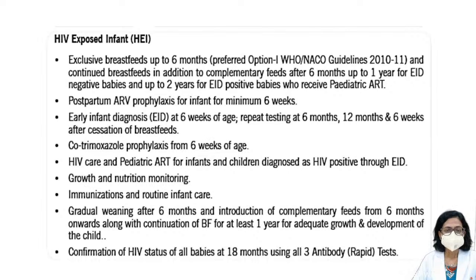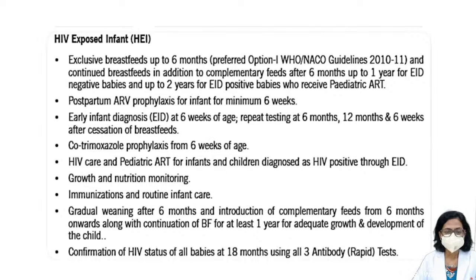Early infant diagnosis is offered at 6 weeks. Repeat testing is done at 6 months, 12 months and 6 weeks after the cessation of breastfeeding, and it is a PCR based test. Cotrimoxazole prophylaxis from 6 weeks of age. The advantage of early infant diagnosis is that if the diagnosis is made, then the infant can be started on ART early. Cotrimoxazole prophylaxis for all from 6 weeks of age.